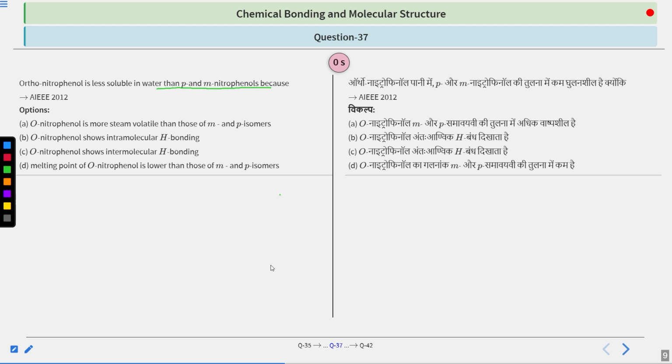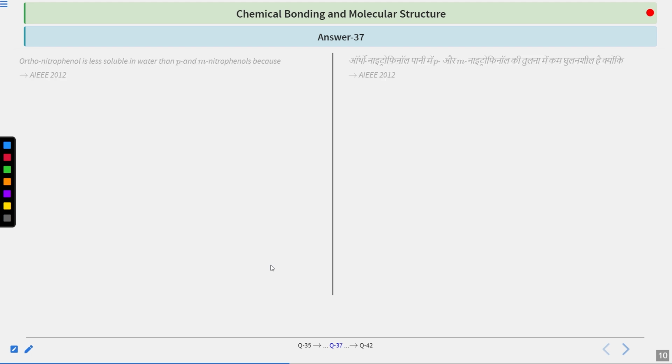Let us see how we can solve it. First of all, let us see the question. The question is asking why orthonitrophenol is less soluble in water compared to para and meta. All three are isomers. Simply take a phenol and put a nitro group in the ortho position, that constitutes orthonitrophenol. If you dissolve it in water, it is less soluble than the para and meta isomers. So what is the reason behind it? For those who have solved, the correct answer is B.